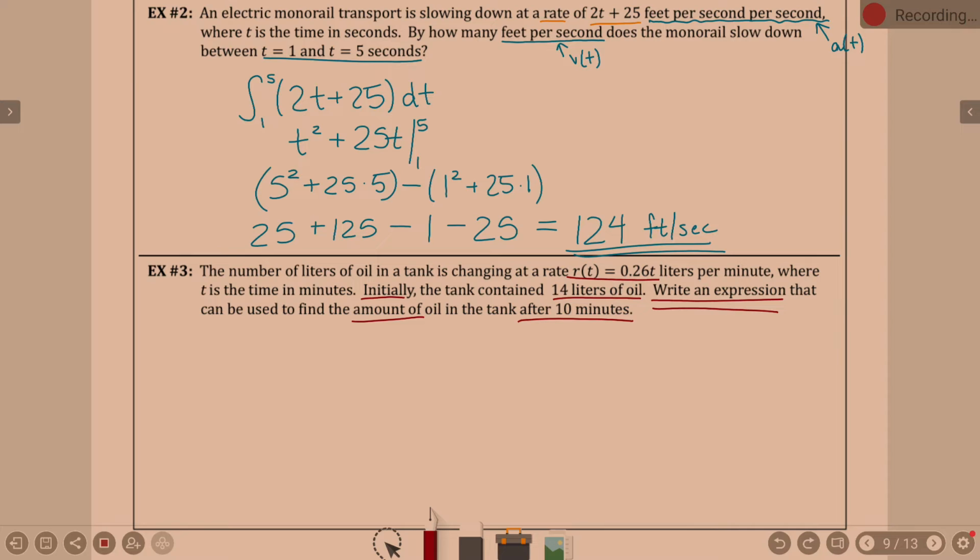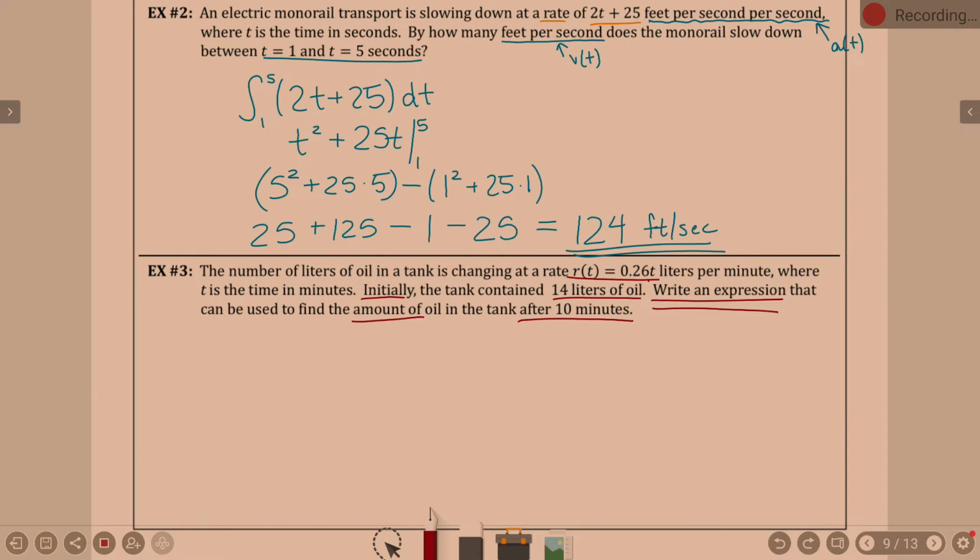Now, from there, this rate appears to be positive because it's 0.26 T. So we're going to assume that our oil, it just says it's changing at that rate, but it's going to be increasing. So we're going to add. And here's the deal. Even if the rate is decreasing and we're not realizing that, by adding this rate, it would become negative on its own. Does that make sense? Yeah. Like when you evaluate it, you would get a negative response.